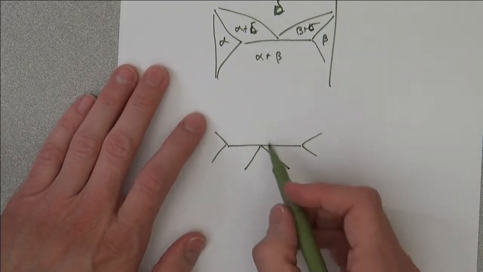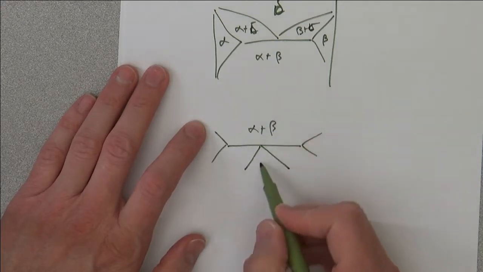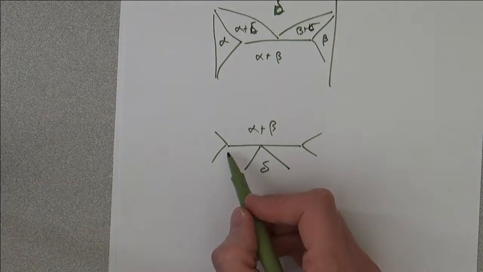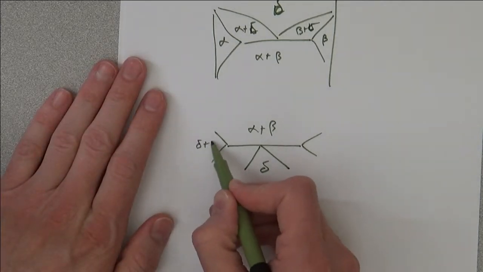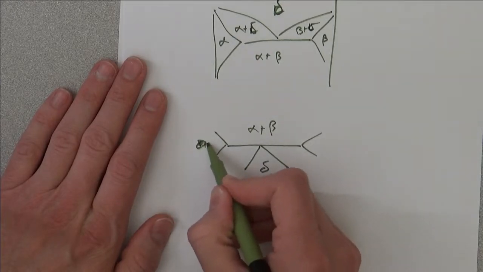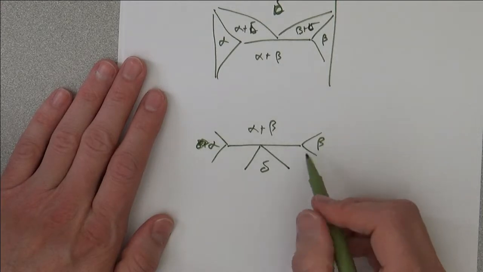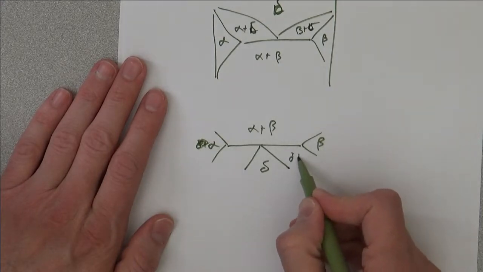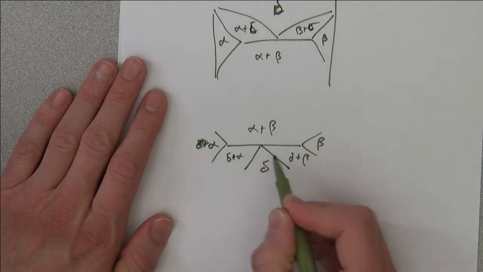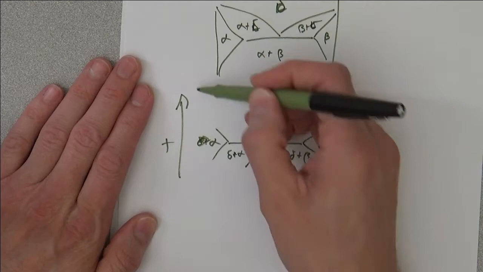If we turn that upside down, so now it is something like this, where we have alpha plus beta, delta, alpha, call this alpha, beta, delta plus beta, delta plus alpha, increasing temperature.